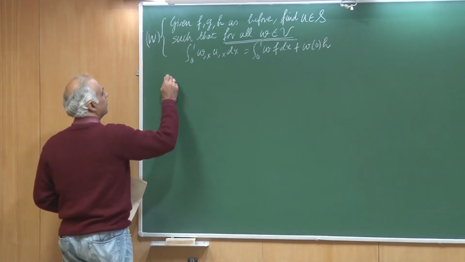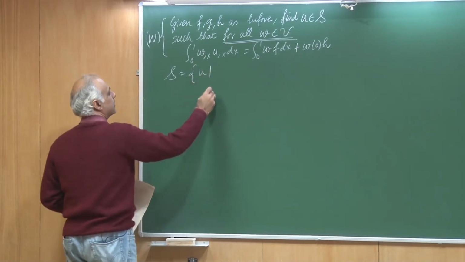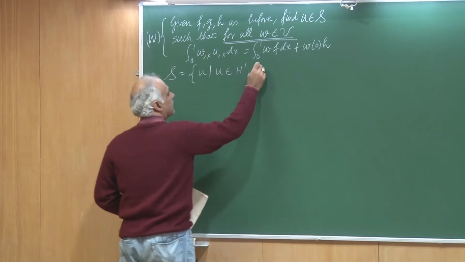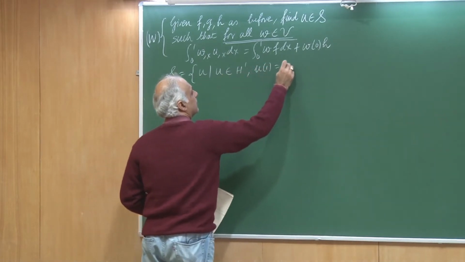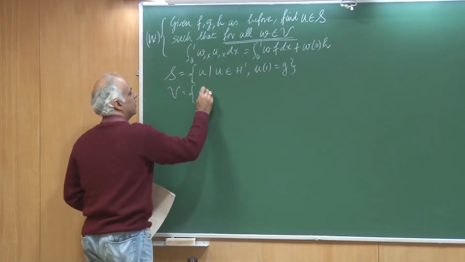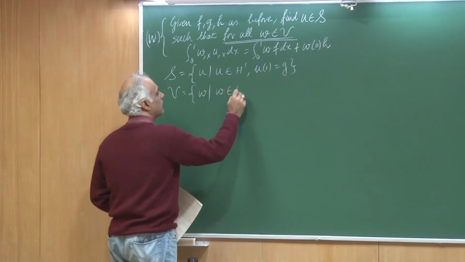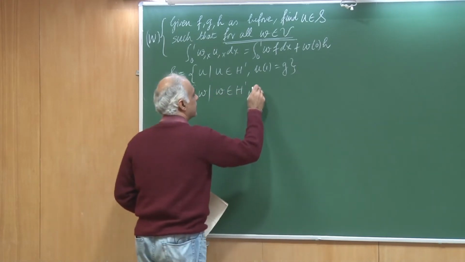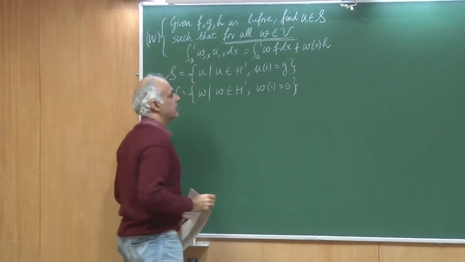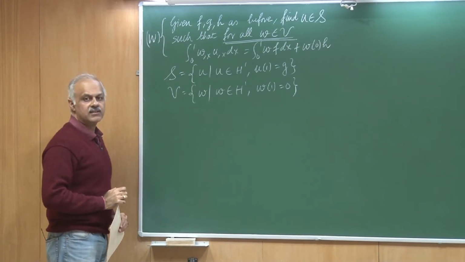Let me rewrite them for you. So, S is the set of all functions u such that u belongs to H1 and u(1) is G. Similarly, V was the set of these functions w such that w also belongs to H1 and w(1) is 0, the homogeneous Dirichlet boundary condition.